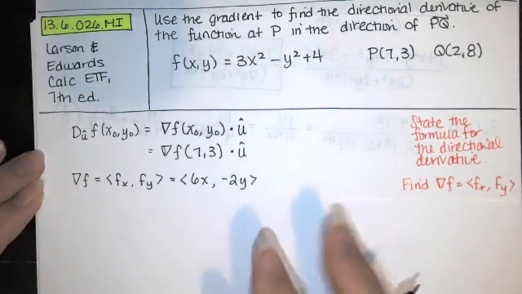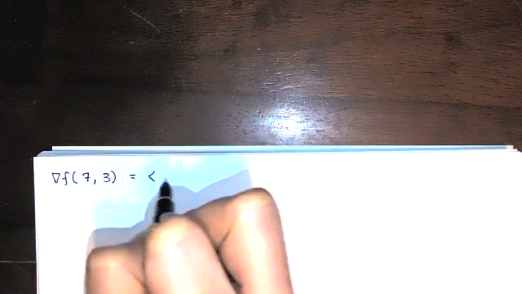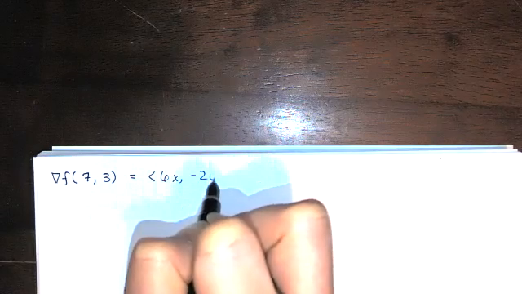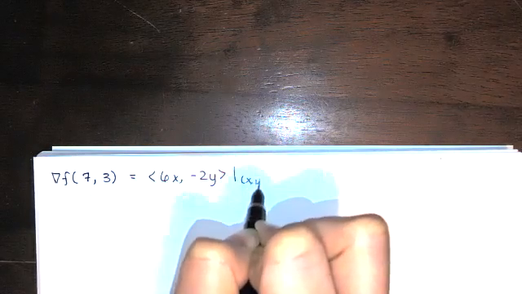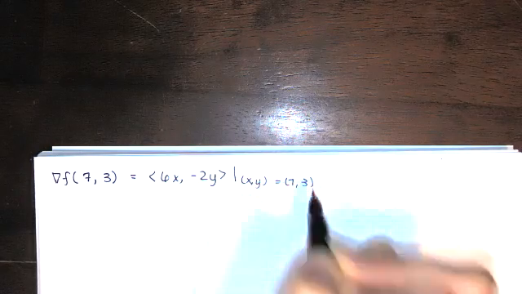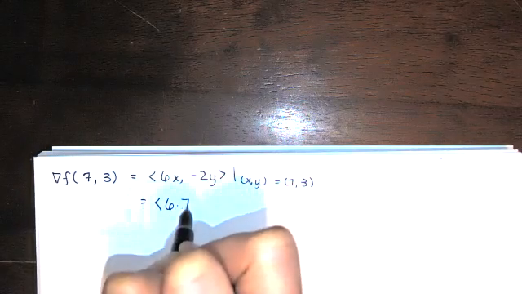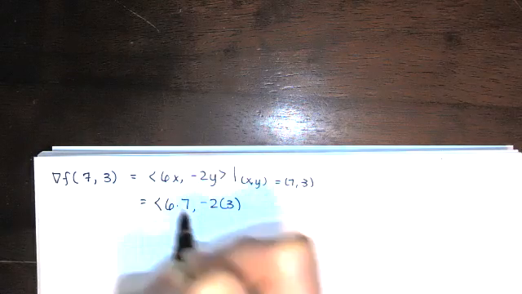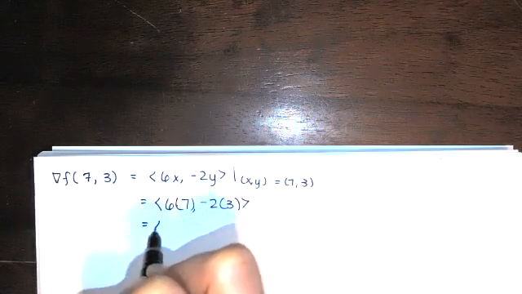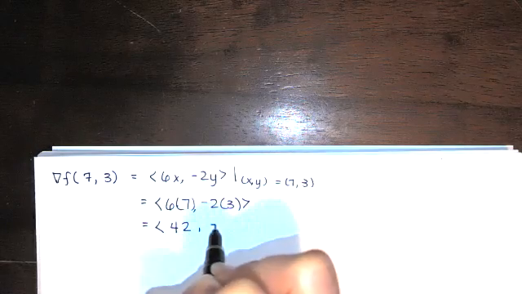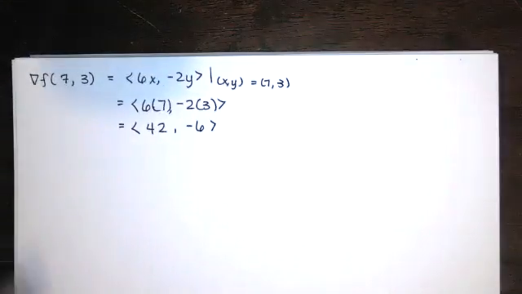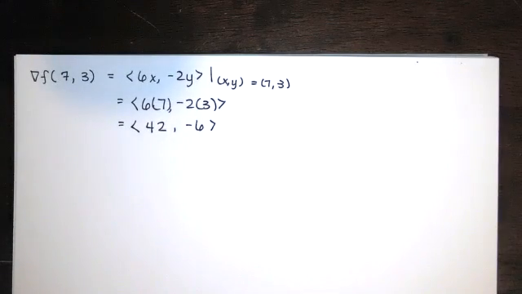Let's evaluate that at the particular location that we're interested in. So we're substituting in x equals 7, y equals 3 into this vector here. You're replacing x with 7 and y with 3. And so we get 42 and negative 6 as the components of our gradient function at the point P.